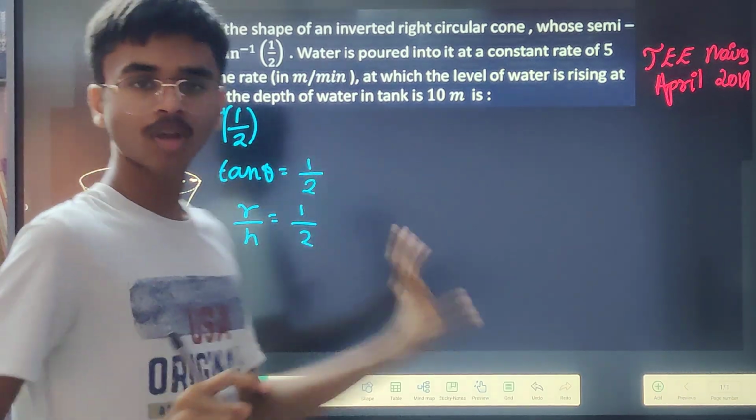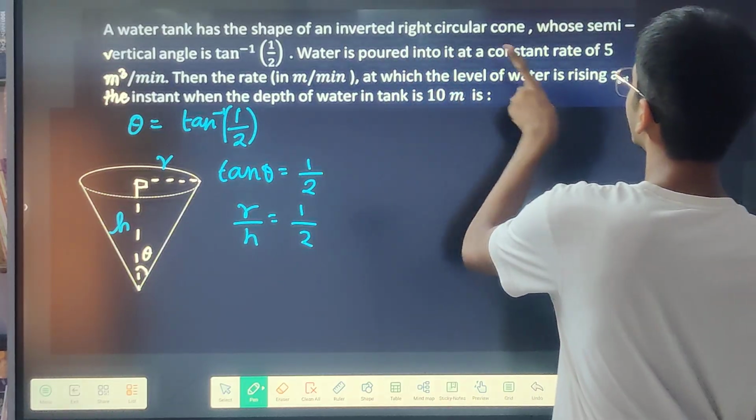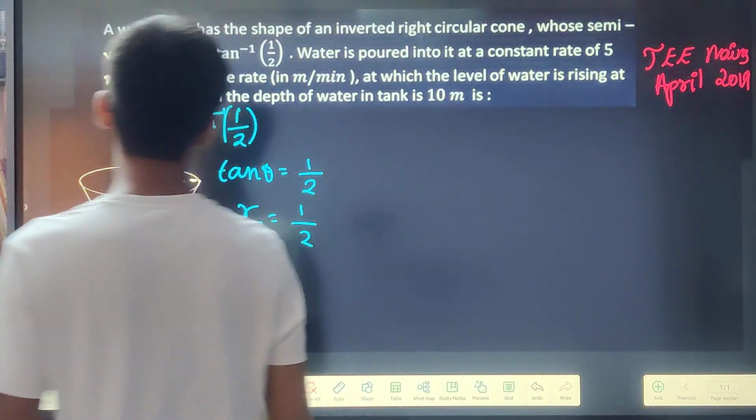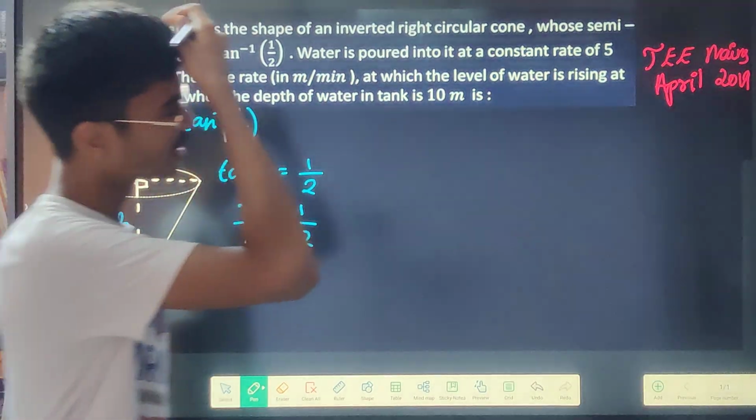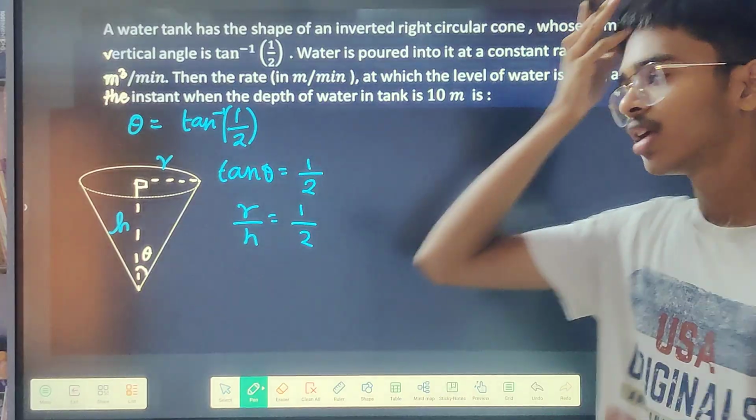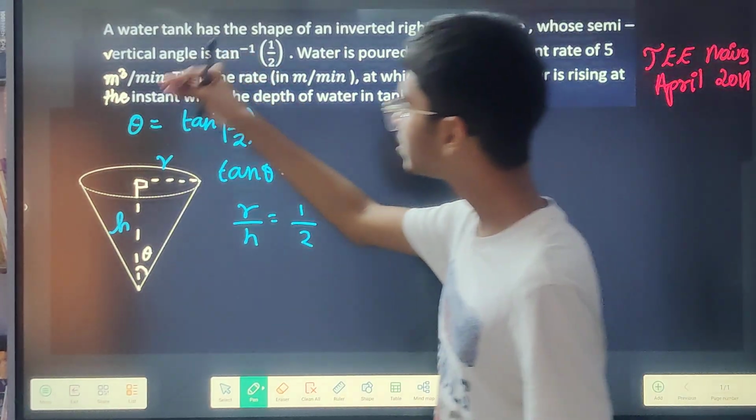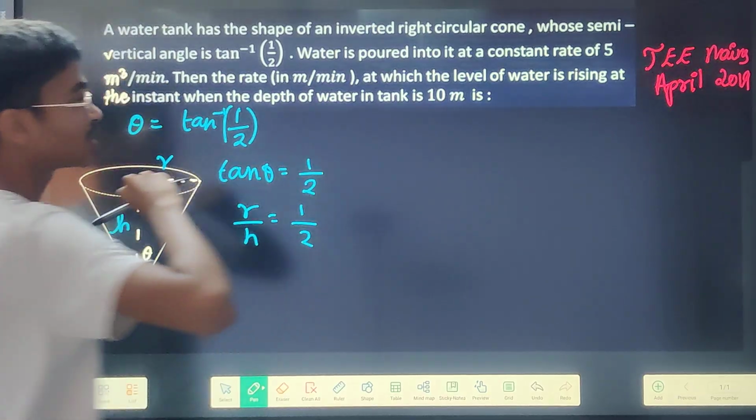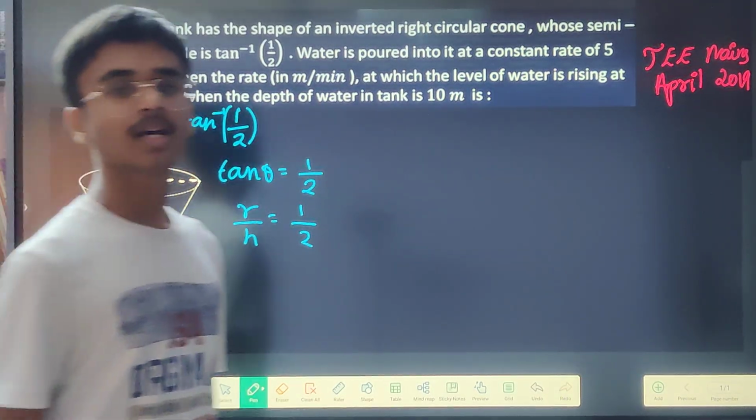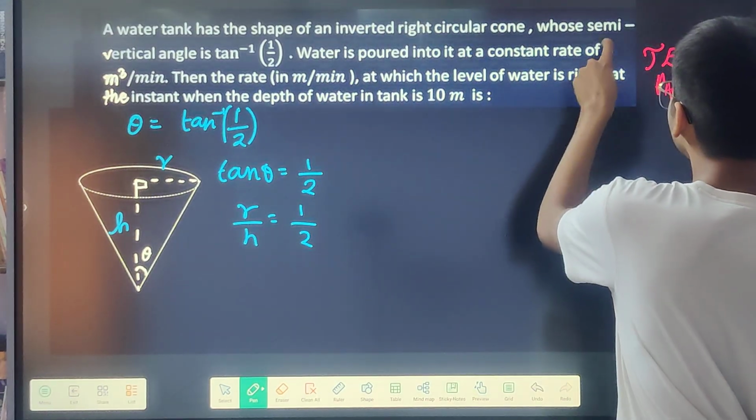Okay, so this one you have to know. Now, next is, water is poured into it at a constant rate of 5 meter cube per second. After completion of this question, I will go to units, because SI units are very important. Here what I am saying is, water is poured into it at 5 meter cube per minute. Sorry, not second, per minute. Which means water is being poured, and per minute it occupies 5 unit volume.